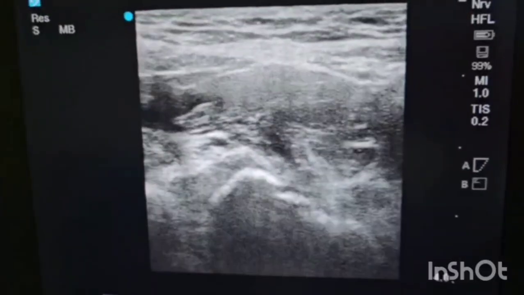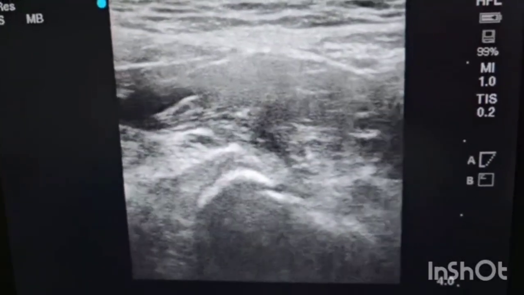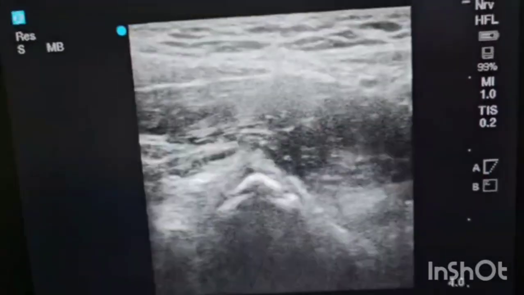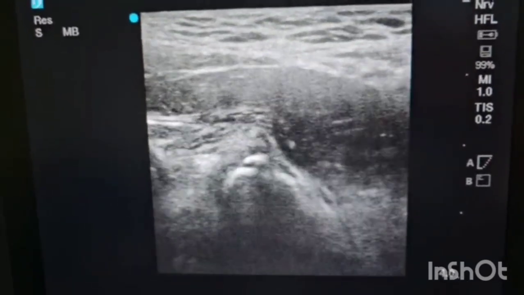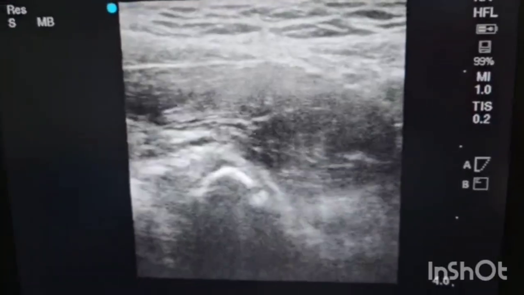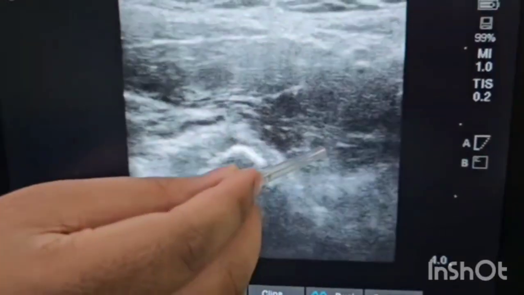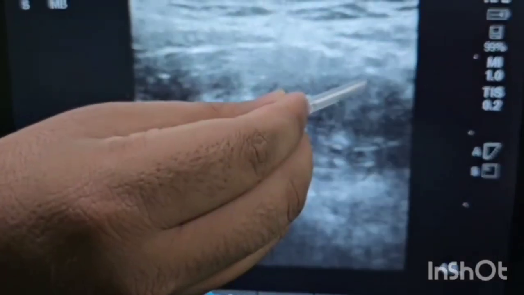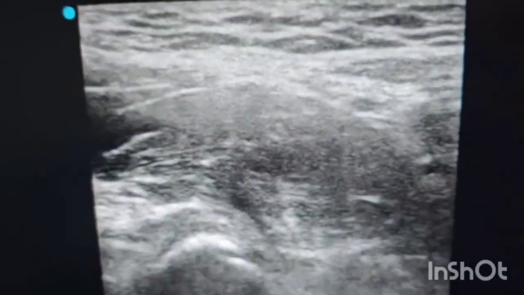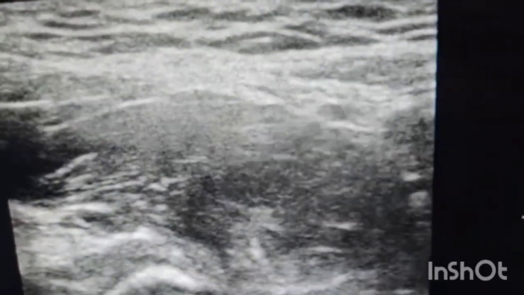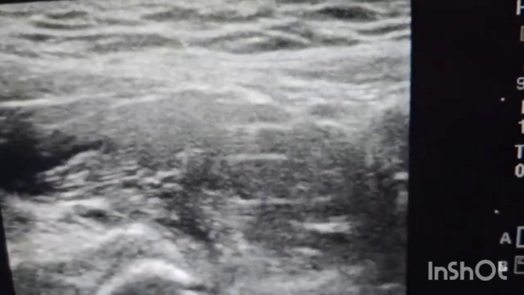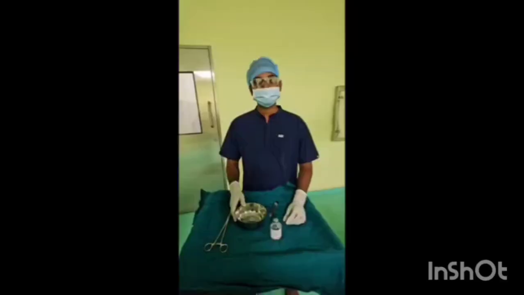So here we can see a pulsating artery just above the iliacus muscle, which is the DCIA, that is the deep circumflex iliac artery. You can see the deep circumflex iliac artery. Just below it, which serves as a good landmark, is the fascia iliaca, where we are going to deposit the drug.